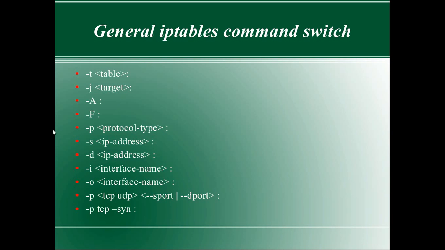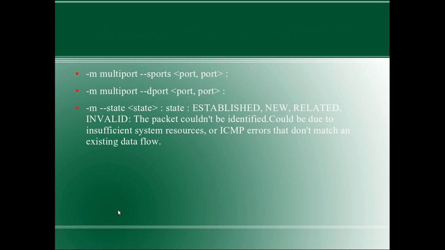Minus i is the input interface from which the packet is coming. Minus o, the output interface through which this packet is going. Now, --sport is the source port from which the traffic is coming. --dport is the destination port to which the traffic is going. --syn is for SYN packets. You can specify multiple ports in the same rule by using -m multiport and --sports or --dports, depending on the source ports or destination ports that you want to specify.